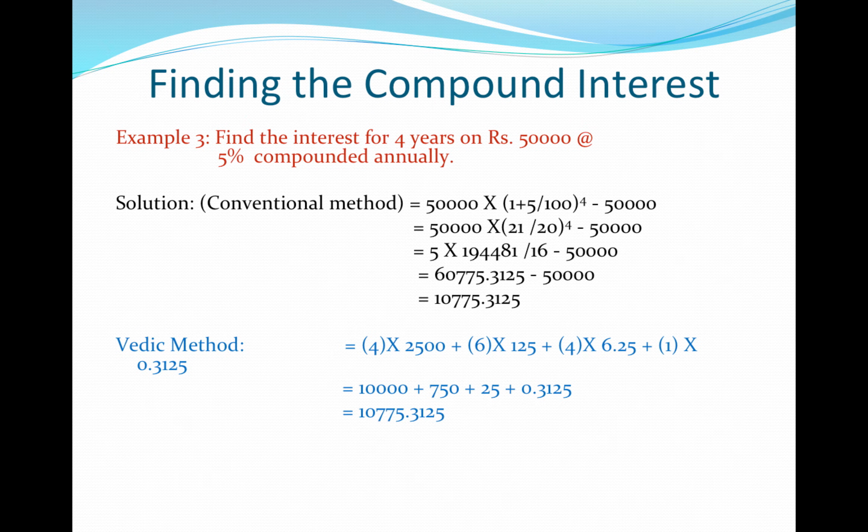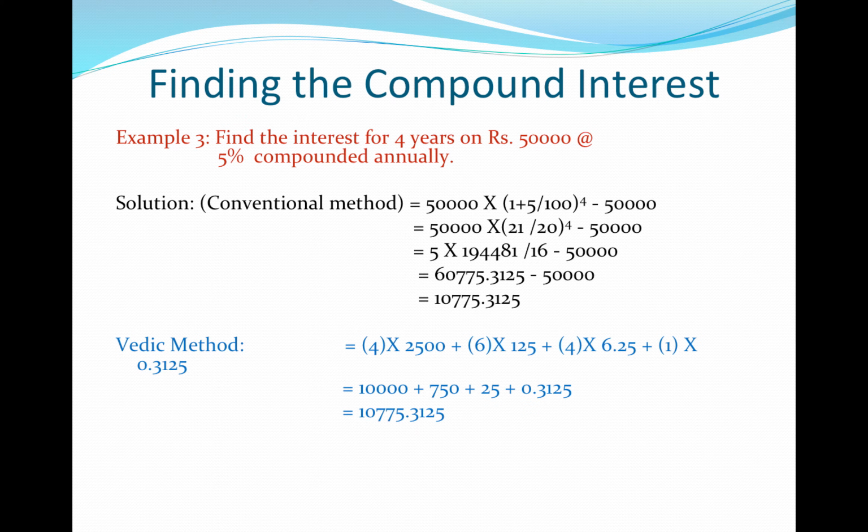Now, let's calculate compound interest for 4 years on rupees 50,000 at 5% per annum. With the conventional method, 50,000, that is the principal, multiplied by within bracket 1 plus 5 upon 100 raised to the power 4, minus 50,000. A lot of calculation is there. If we are not using a calculator and we are using paper and pen, then there is a lot of calculation. But with the Vedic method, we have a very simple method and we can find compound interest very easily.